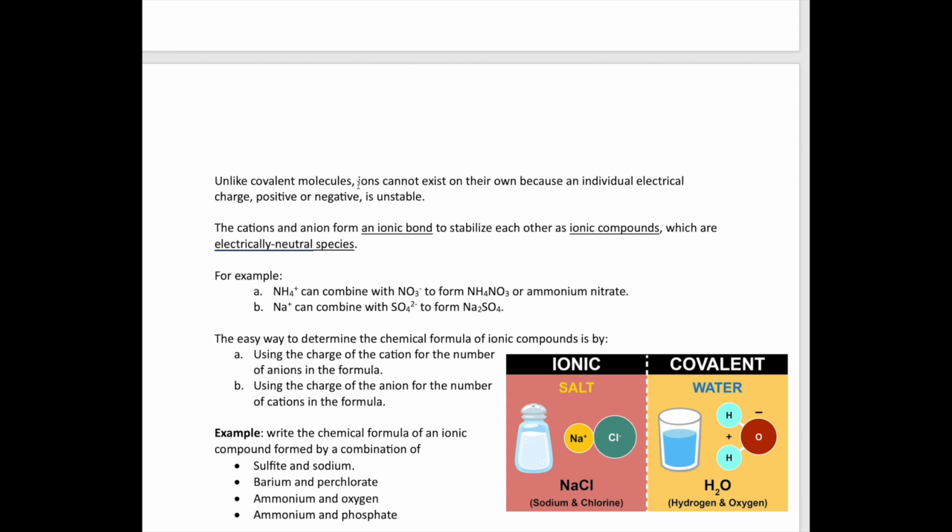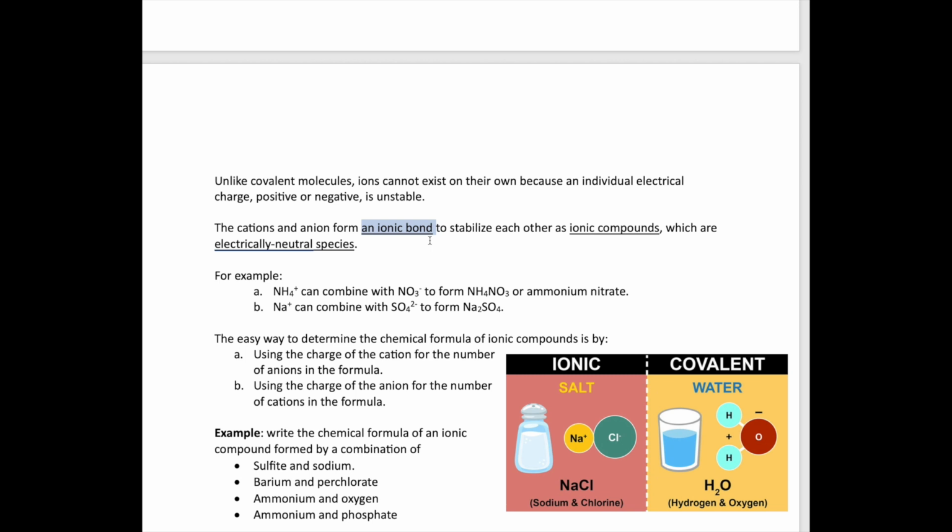So if they're positively charged, they're going to need to neutralize that positive with a negative. If they're negatively charged, they need to neutralize that negative with a positive. Therefore, a cation and an anion is going to combine together to neutralize each other. And they do that through another type of chemical bond, which is called an ionic bond.